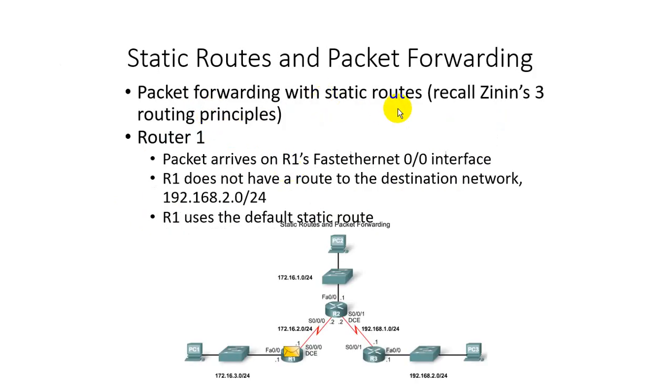For packet forwarding with static routes, recall the three routing principles. Router 1: the packet arrives on R1, FastEthernet 0/0. R1 does not have a route to the destination network 192.168.2.0, so R1 uses the default static route to go to 192.168.2.0.